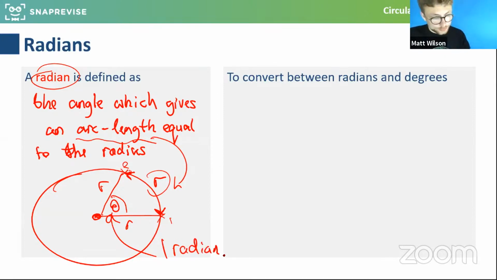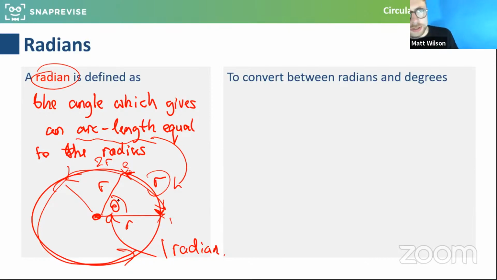The arc length could have been a different length. For example, it could have been 2 lots of the radius all the way around here. Or it could have been all the way around here or something. But when the arc length is 1 radius, the angle is 1 radian. So that's the definition. Okay, so now we can say a couple of things.